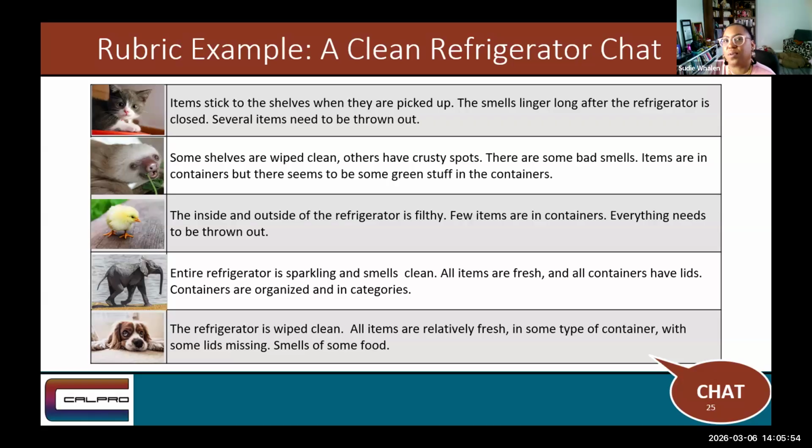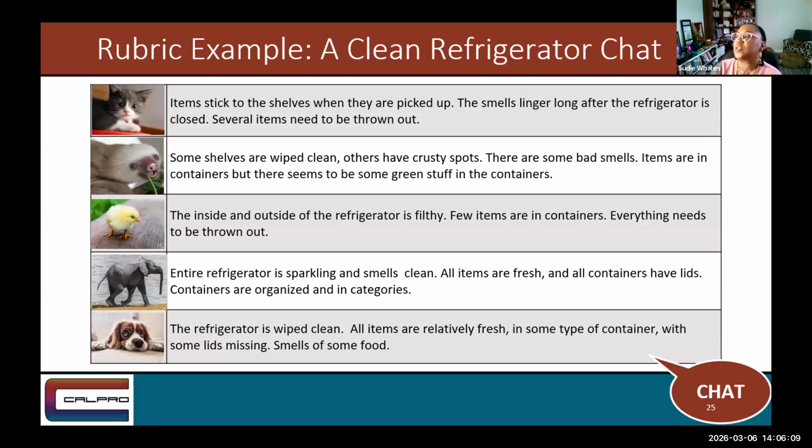And I love this example because we get to blame the yuckiness on cute little creatures. All right, so what I want you to do, I'm going to describe the item and I want you to tell me where this animal falls on our rubric, where you think they might fall.